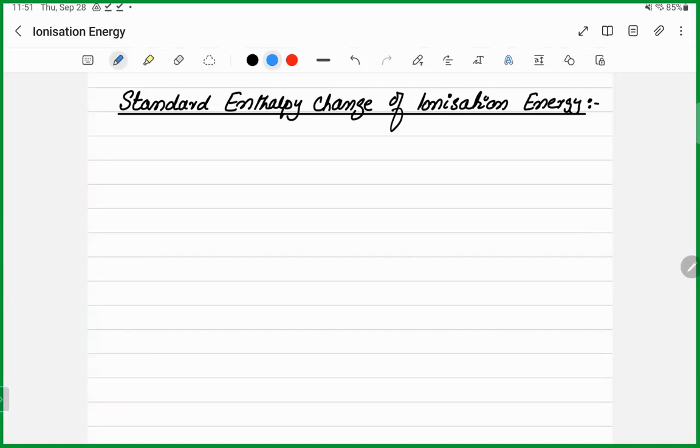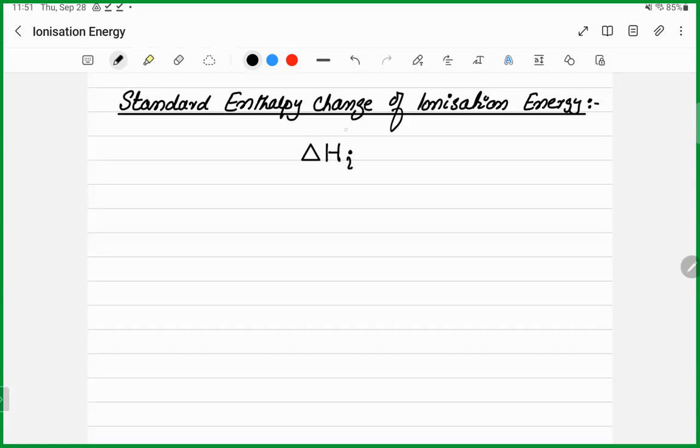The complete name of this ionization energy is the standard enthalpy change of ionization, or the standard enthalpy change of first ionization. Whenever they ask you about the ionization energy, it is exactly the same as the standard enthalpy change of first ionization. The symbol for enthalpy change, you're familiar from your O levels, is delta H. So this is delta H and ionization is I.